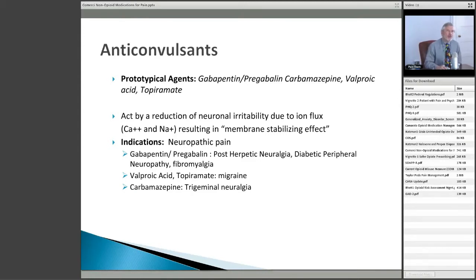Prototypical agents are gabapentin, pregabalin, carbamazepine, valproic acid, and topiramate. The latter two drugs are FDA approved for migraine prophylaxis. Carbamazepine is approved for atypical facial pain syndromes and trigeminal neuralgia. And gabapentin and pregabalin variously have indications for diabetic neuropathy and peripheral and postherpetic neuralgia. These act by inhibiting the influx of calcium into the neuron that allows those neurotransmitter bags to be lysed. Gabapentin and pregabalin are indicated for postherpetic neuralgia, diabetic peripheral neuropathy, and fibromyalgia for pregabalin, and are very effective. Valproic acid and topiramate are for migraine, and carbamazepine, as I have said.